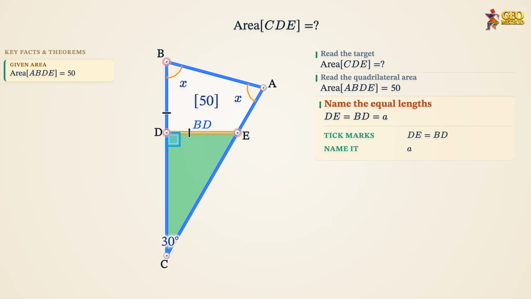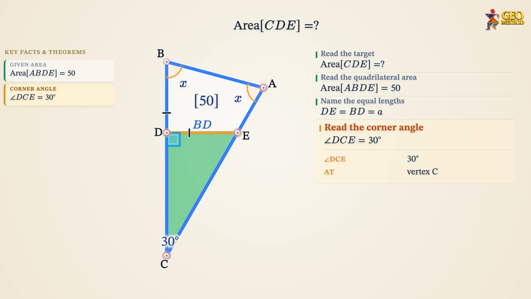Matching tick marks tell us that segment DE equals segment BD. Let us give this shared length the single name A, so every length we meet can be written in terms of it. The angle at corner C between segment CD and segment CE measures 30 degrees. That is the sharp angle of the green triangle, and it will let us pin down its shape later.